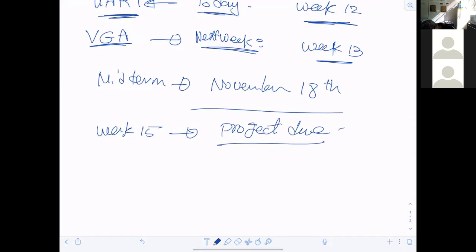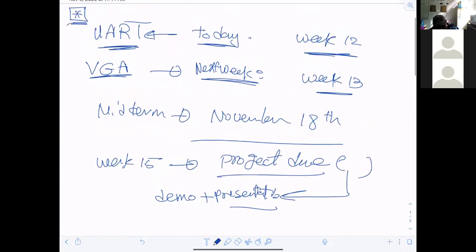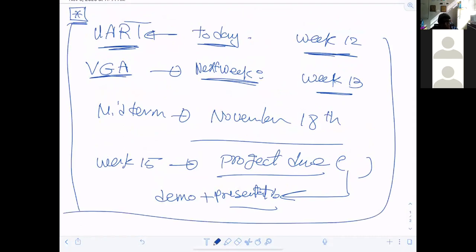How it's going to be done: it's going to be a demo plus presentation, as you are doing with the normal labs. Okay, so that's basically our map for the rest of this course. Any questions so far, so we can start moving to the topics and so on? Do you have any questions about this map in front of you?